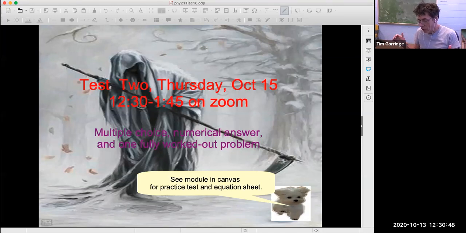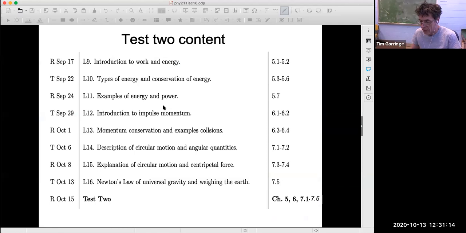It has different point assignments for the different types of questions: multiple choice, numerical answer, and the fully worked out problem. There are a little different numbers of the numerical answer problems, but it's basically the same style, the same sort of format as test 1. Just a reminder that the content is the material that we cover since test 1.